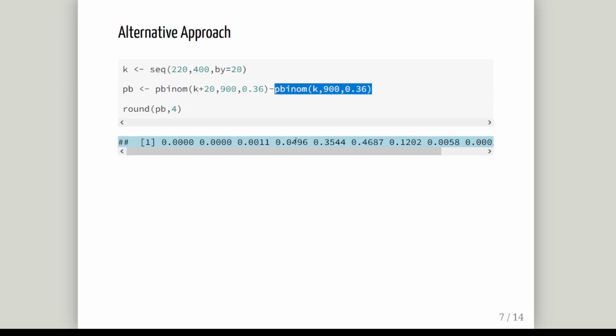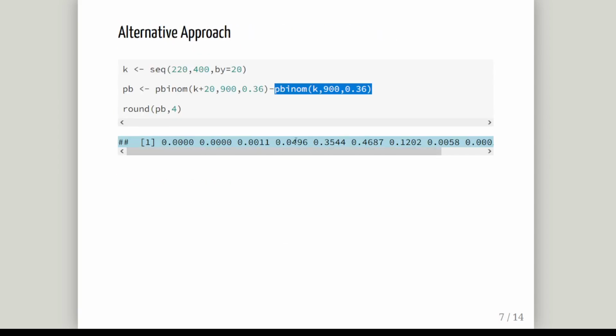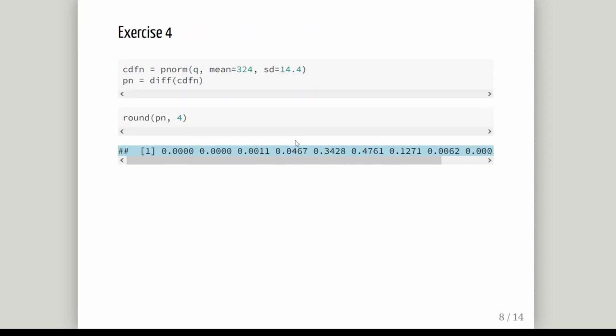Now, so that's that one done. It is suggested that the true distribution of Y can be approximated with a normal distribution with expectation mu, essentially 324, and a standard deviation of 14.4. Calculate to four decimal places the probability of the intervals for all values k from 220 to 240 based on the suggested normal distribution. Okay. So, sorry, this should be exercise 3, but anyway, we'll persevere.